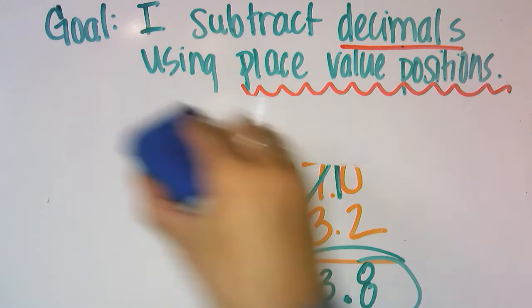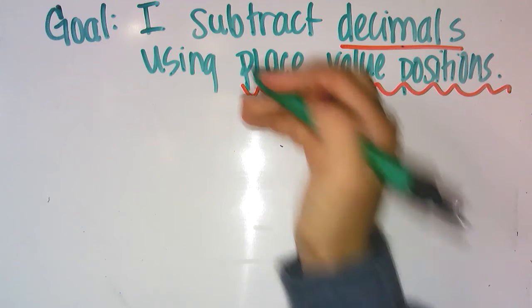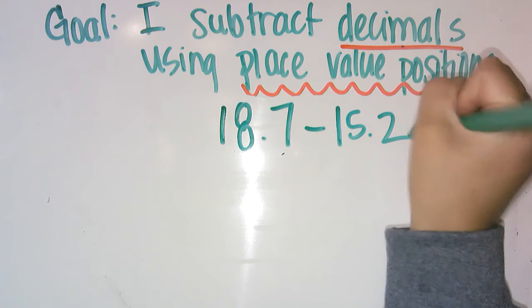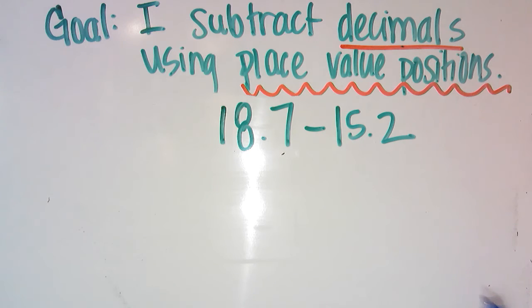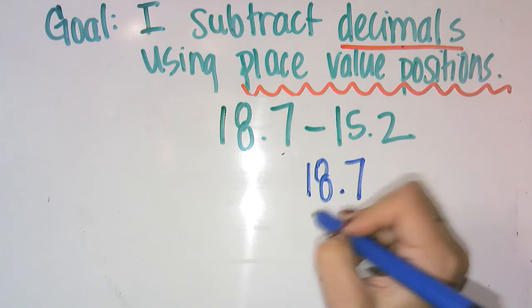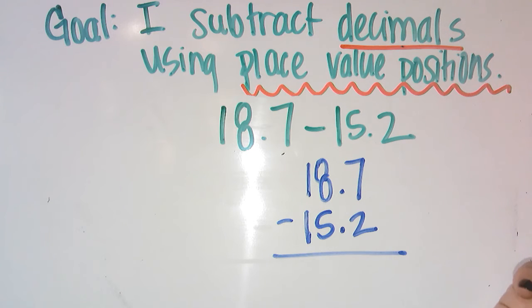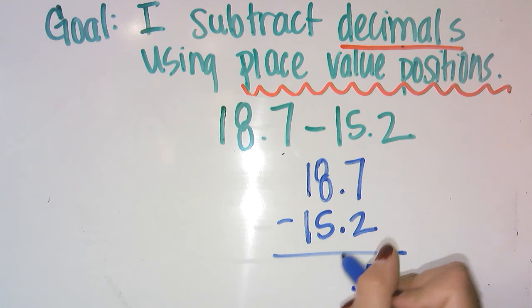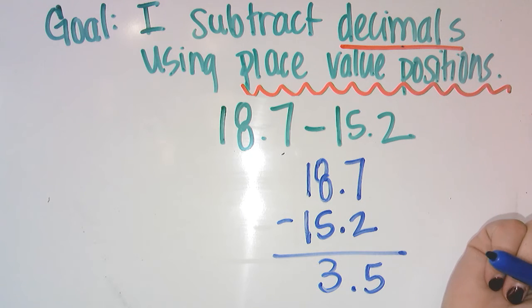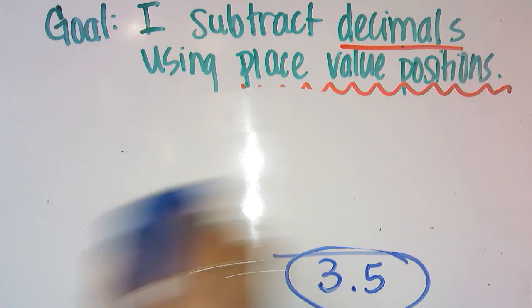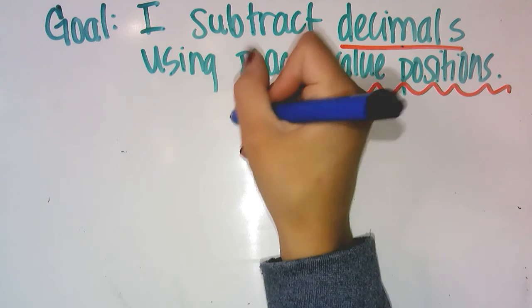Let's try one that lines up with tenths for both. So 18 and 7 tenths minus 15 and 2 tenths. So here I'm simply going to line them up and subtract. So 18 and 7 tenths minus 15 and 2 tenths. So 7 minus 2 is 5. 8 minus 5 is 3. And 1 minus 1 is nothing. So I have 3 and 5 tenths. There are lots of different problems you can have like this.